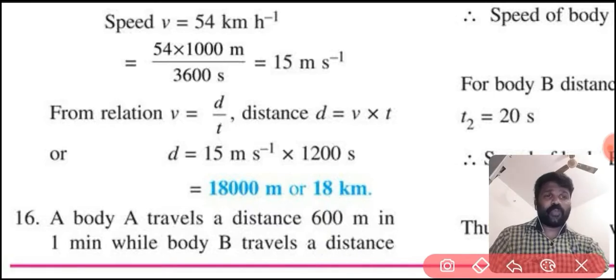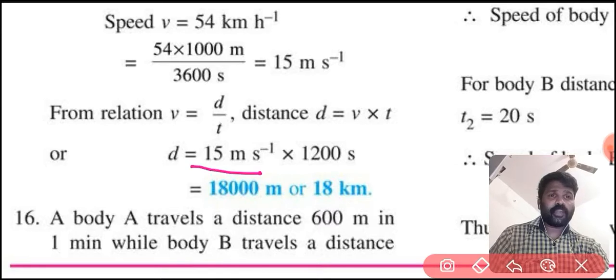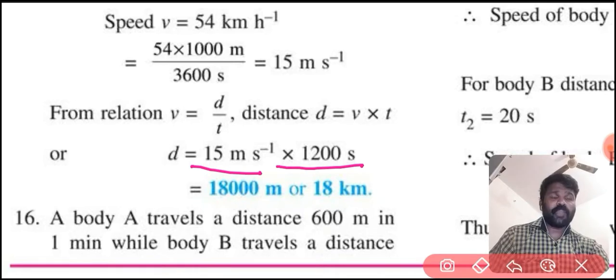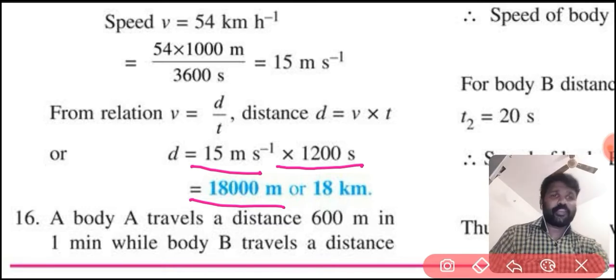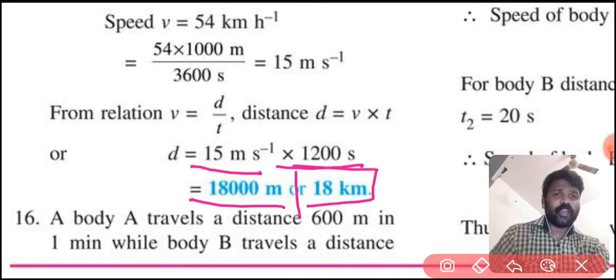Now what is speed? Speed is equal to 15 meter per second. Time is equal to 1200 seconds. By multiplying these both values, we will get the answer 18,000 meter or 18 kilometer. Final answer.